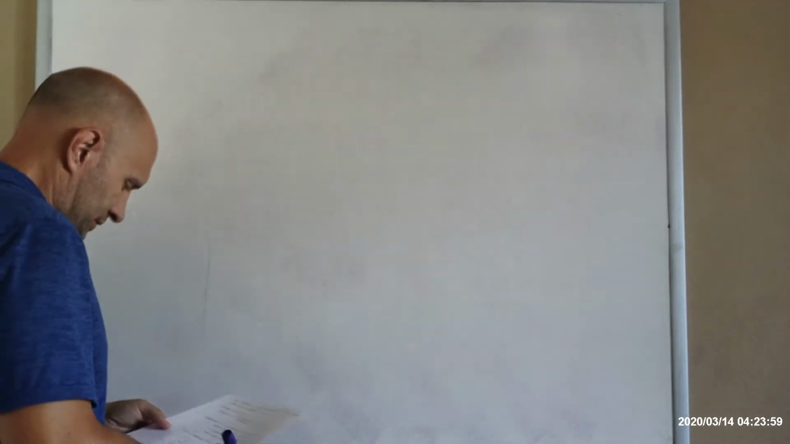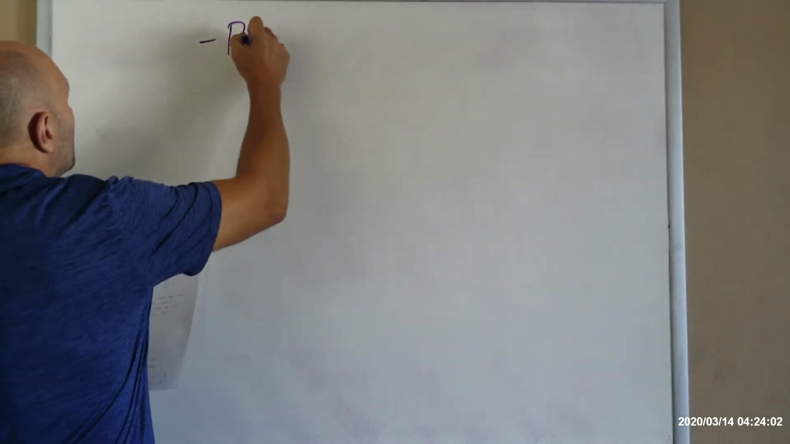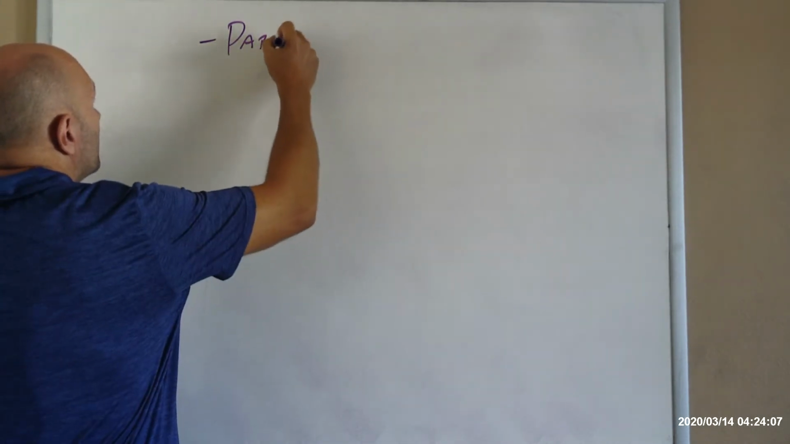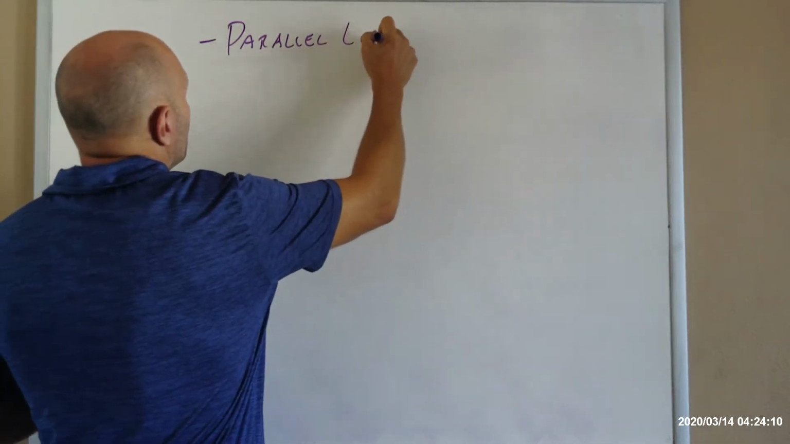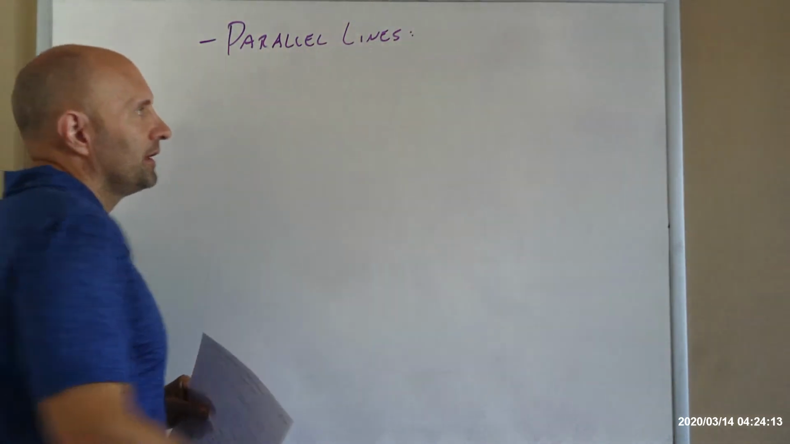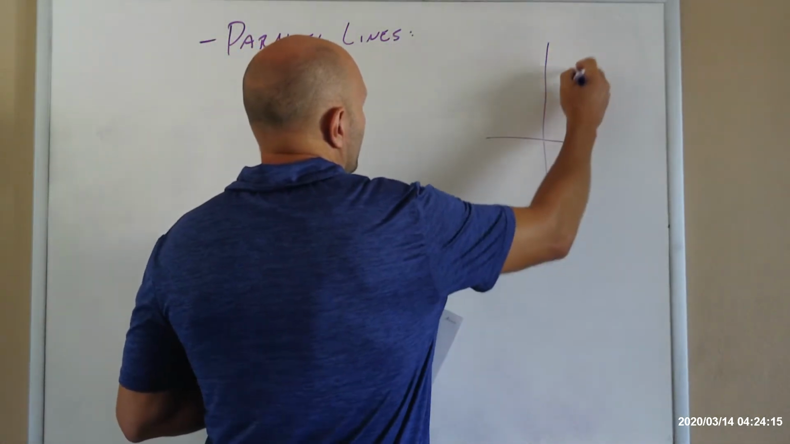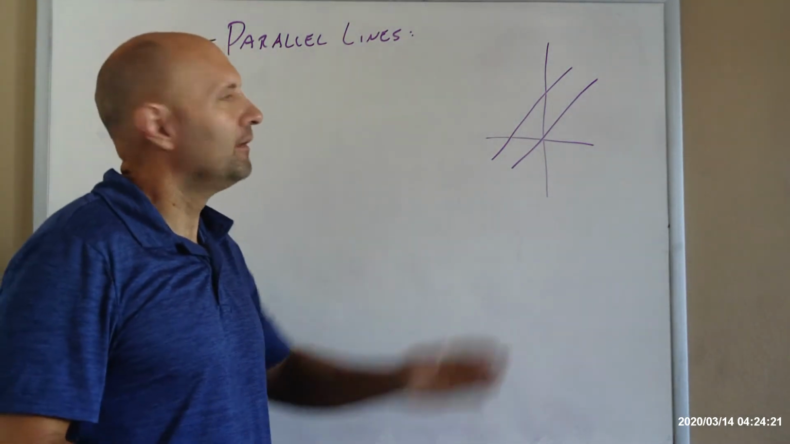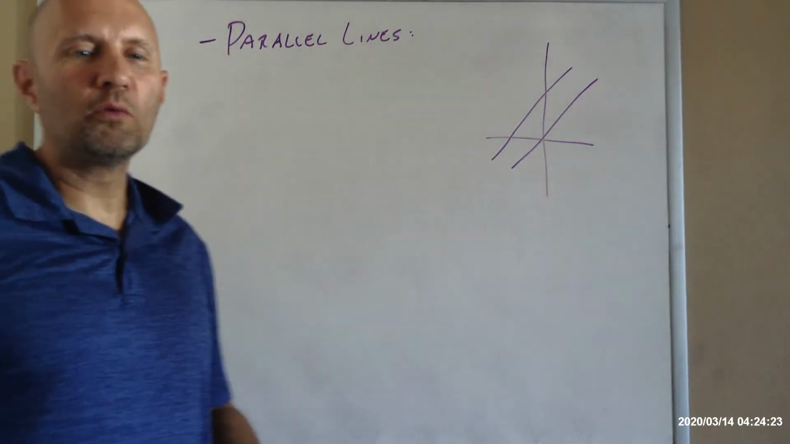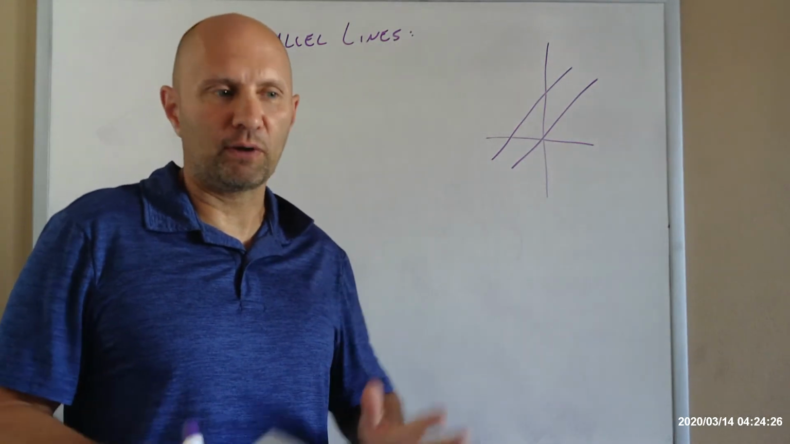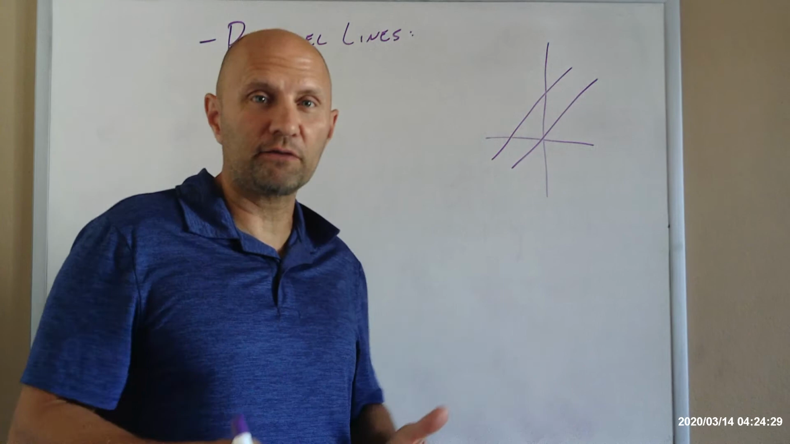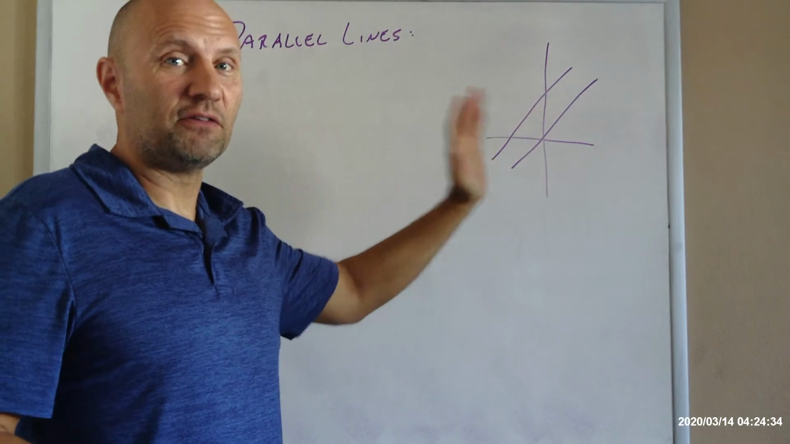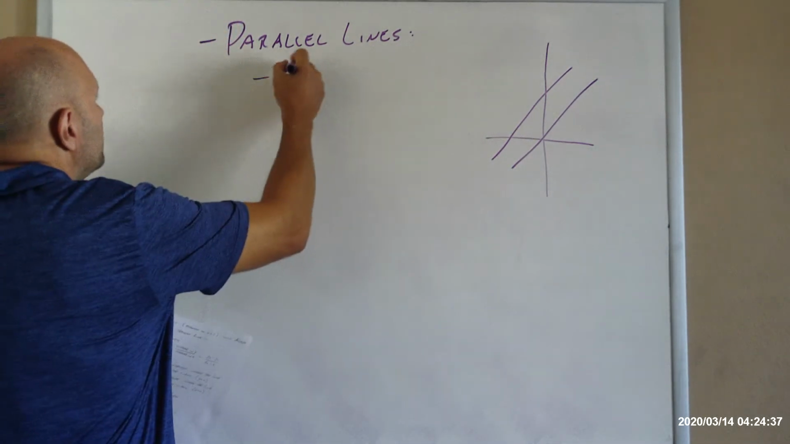A couple other features here. So we have parallel lines. So let's think about it. If I have a graph and I have two lines, let's pretend those are parallel. If those are parallel lines, what do we know about them? Well, first, they never intersect, right? They're always the same distance apart, like railroad tracks. But what else? Well, the slope has to be the same. The only way these guys never intersect is if the slope is the same.